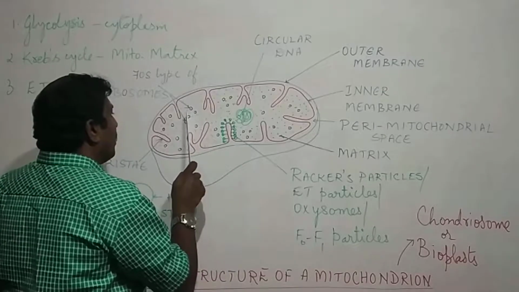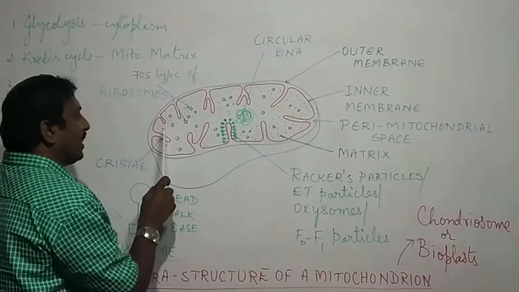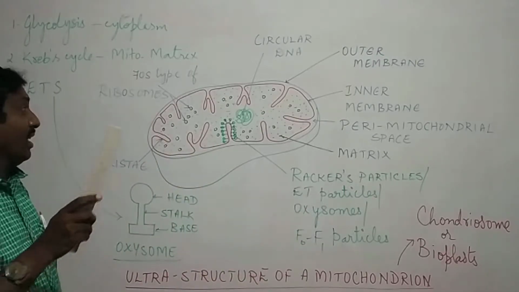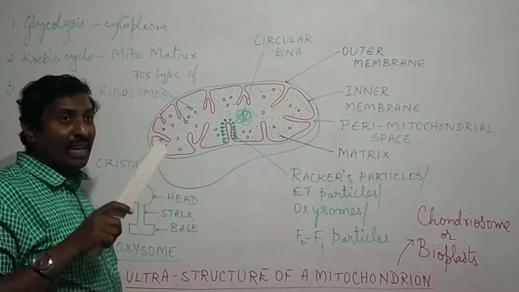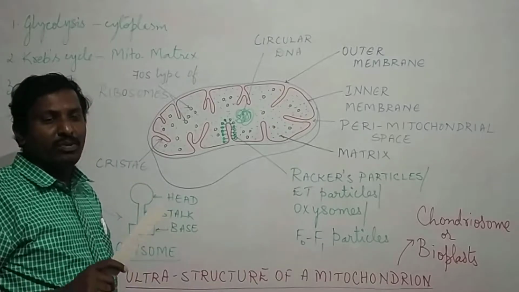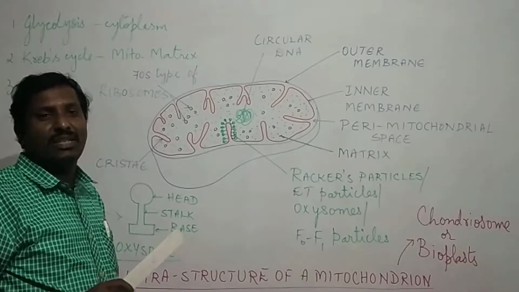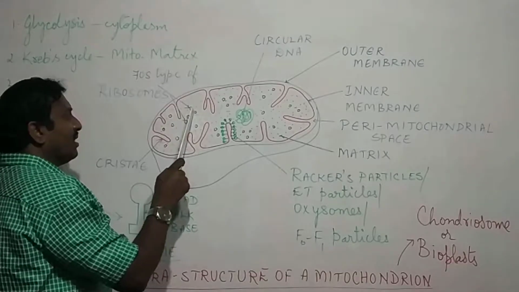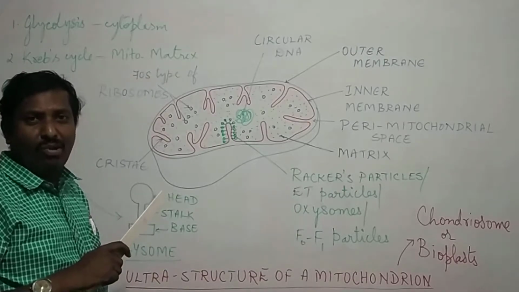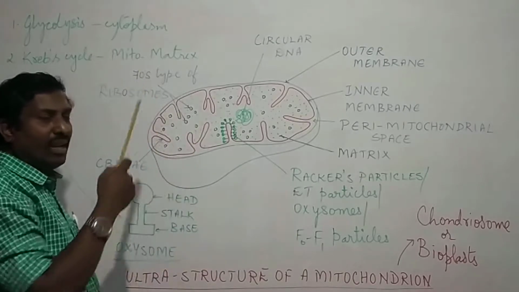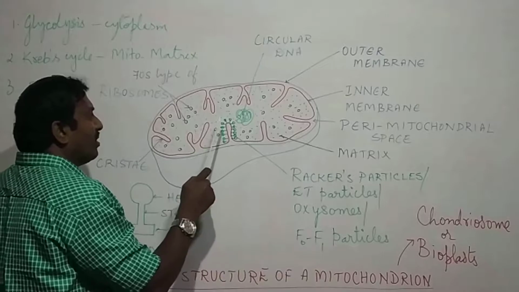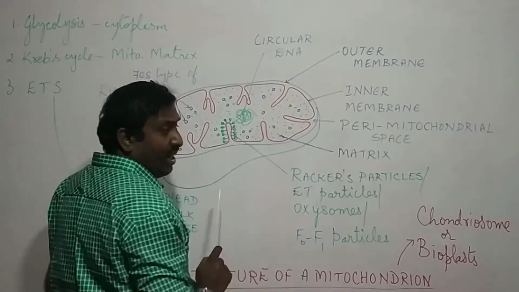Here, the small spherical structures you find diagrammatically represented here are all considered as the ribosomes, and please remember it is 70S type of ribosomes like that of the prokaryotic cell. Unlike the 80S type of ribosomes which are present attached to the ER and also freely present in the cytoplasm. And these ribosomes are actively involved in synthesizing enzymes and protein necessary for carrying out the Krebs cycle and the terminal oxidation. Here it is also with a small circular DNA.